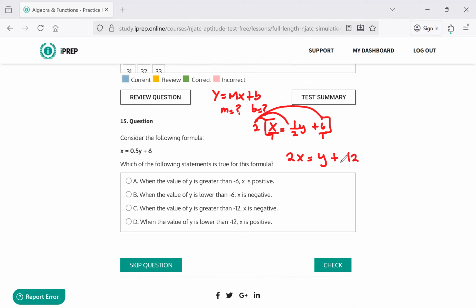Now I'm going to solve for y, so I'm going to subtract 12. Subtract 12. So I get y equals 2x minus 12. So I'm going to put the 2x first, and then the constant negative 12. So I've got to figure out my m and my b. So my m is 2, and my b is negative 12, right?